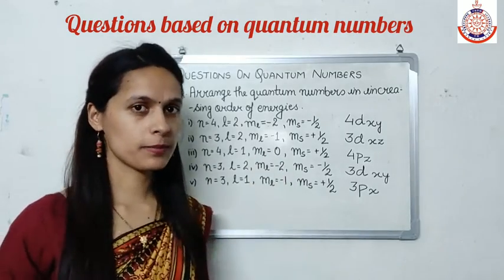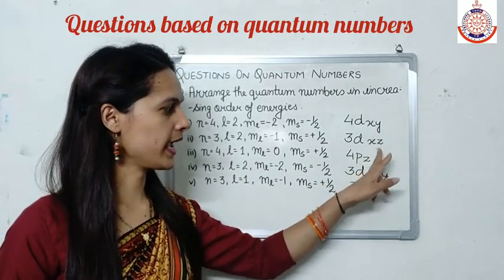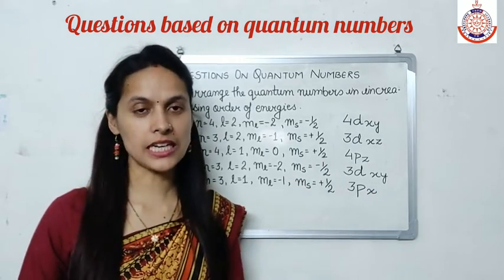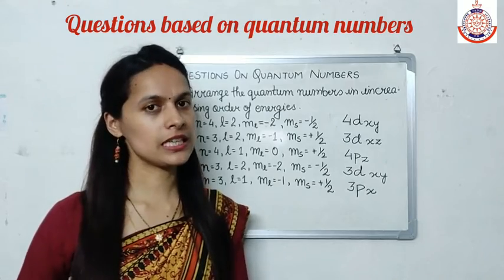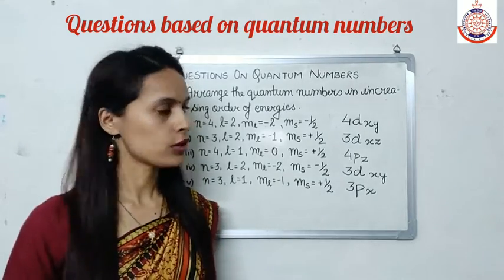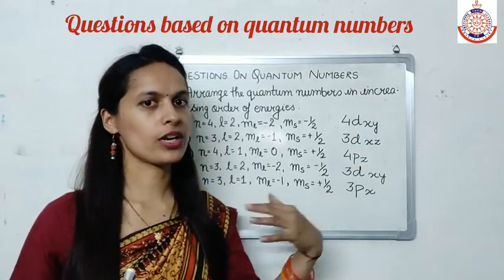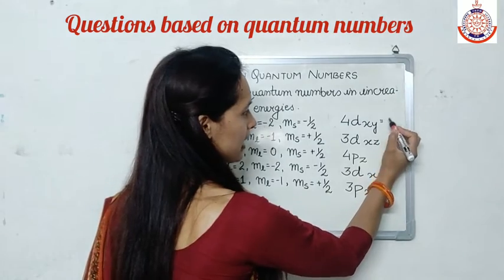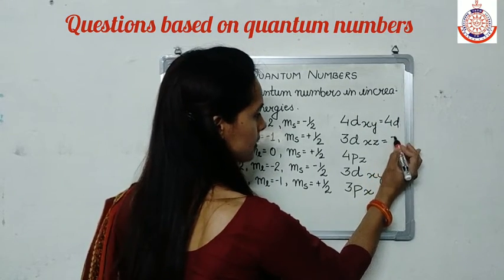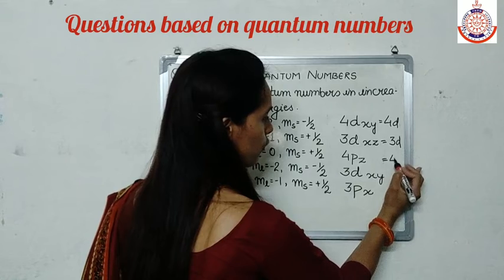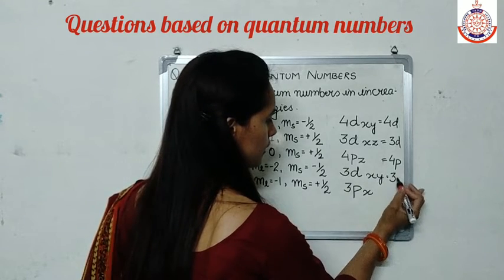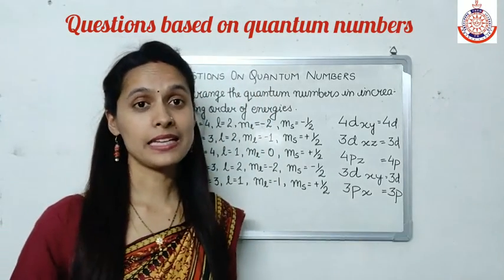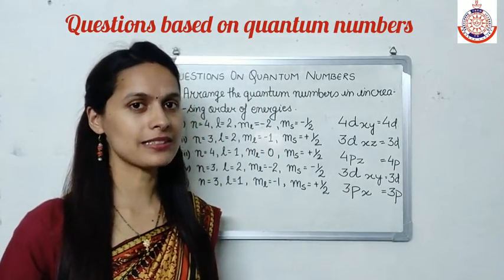Now to make it more simple, we'll remove this xy, xz, pz, xy, px, because we know that in the ground state, the energy of the degenerate orbitals remains the same. So if we talk about dxy or dyz or dzx, the energy remains the same. So we can simply write it as 4d, 3d, 4p, 3d, and this one is 3p. Now here we'll apply the n plus L rule.